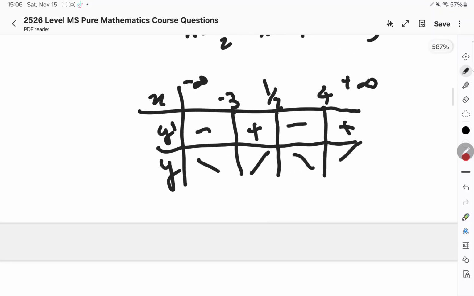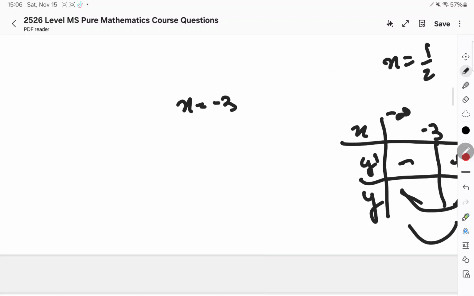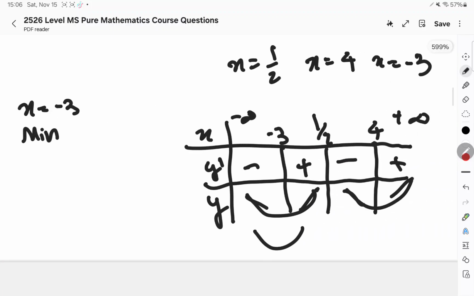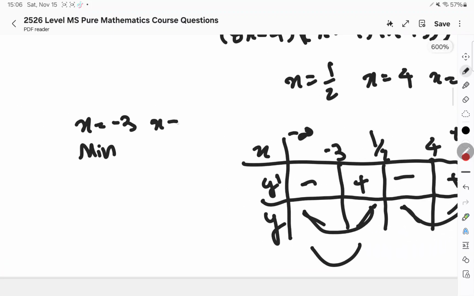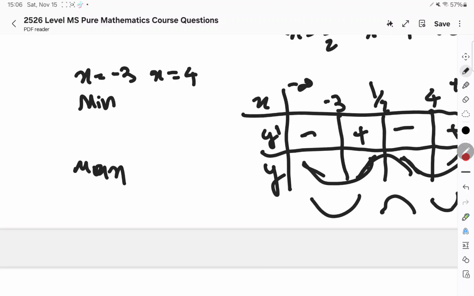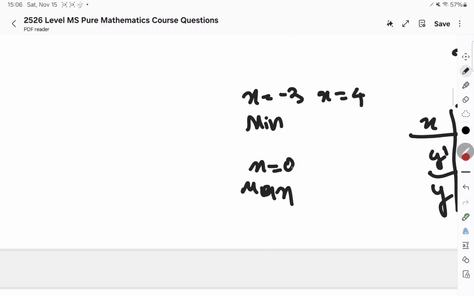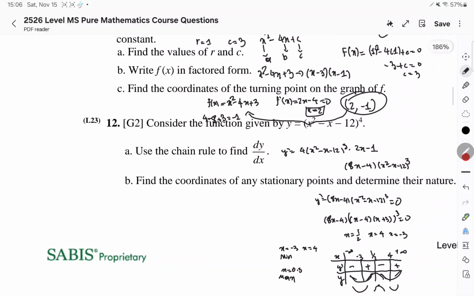So now we know that x equals minus 3 is a minimum since it's going like this. This is also going from down to up, which means x equals 4 is also a minimum. And for the maximum, the half is going from up to down, so it's going like this. So that means x equals 0.5 or half is the maximum.